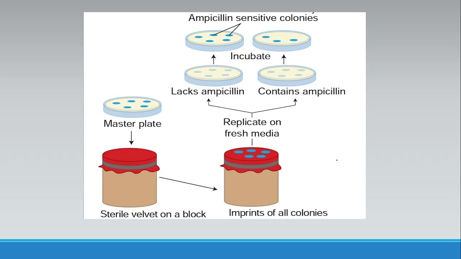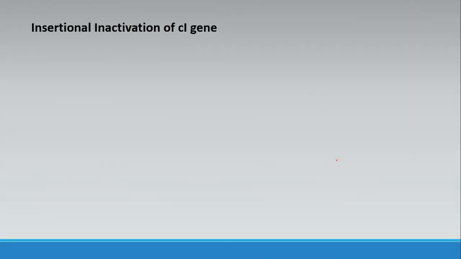Later, if you do a master plate technique, similar to the one shown in the illustration, and transfer to a tetracycline containing plate, the tetracycline sensitive cells will not grow, whereas tetracycline resistant cells will grow. You compare both the plates and select only the cells which are resistant to ampicillin and sensitive to tetracycline. So this is a case of insertional inactivation with the antibiotic resistant gene.